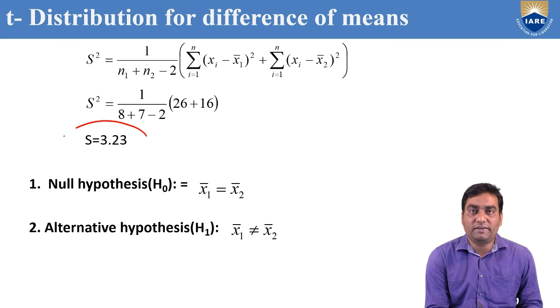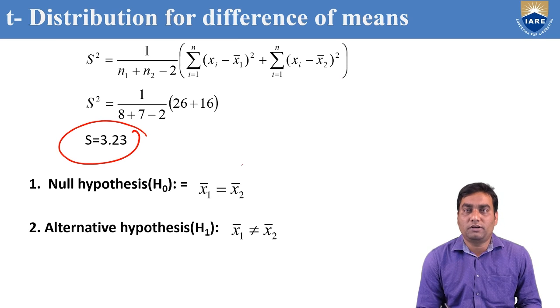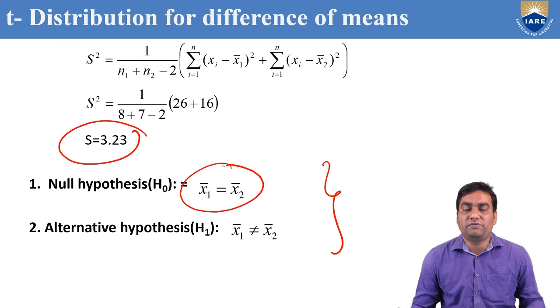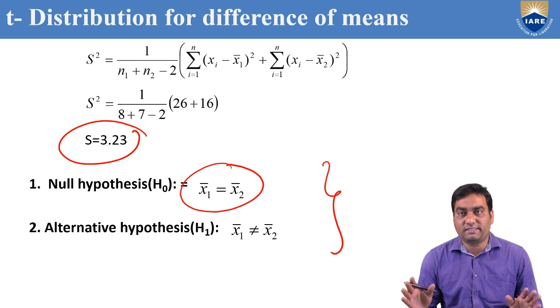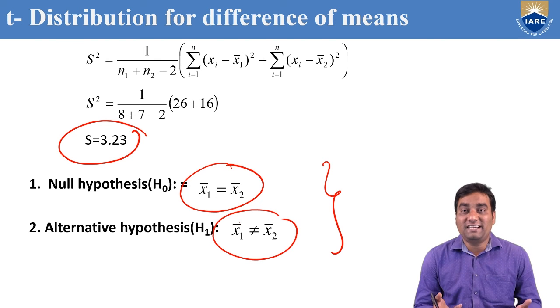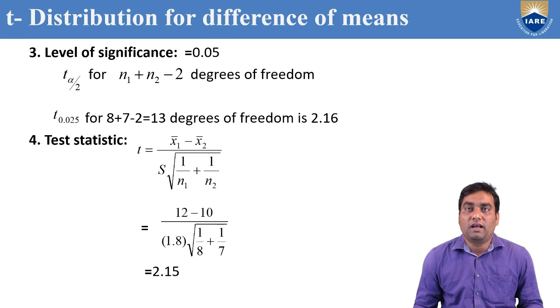By using that formula, we can find out s equal to 3.2. Now we can set up the null hypothesis: there is no difference between the means of the 2 given samples. And we can take against it the statement that there is a difference between the means of the given samples. And t alpha by 2 value at 13 degrees of freedom, because we check the degrees of freedom at n1 plus n2 minus 2.